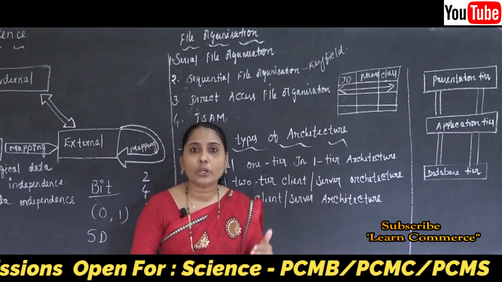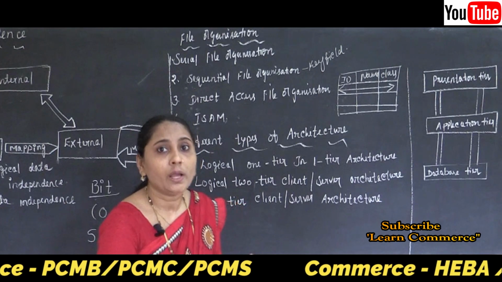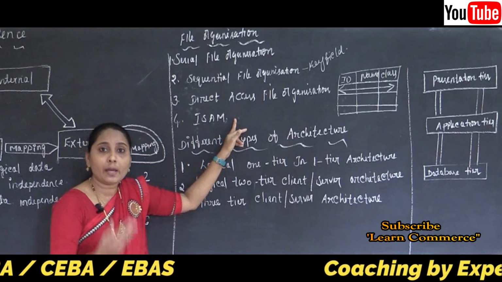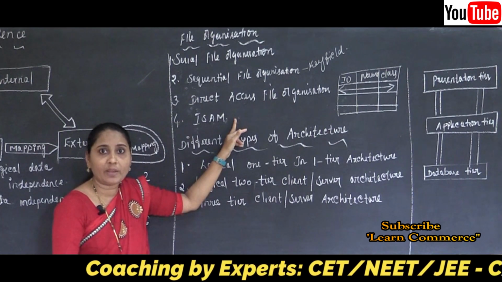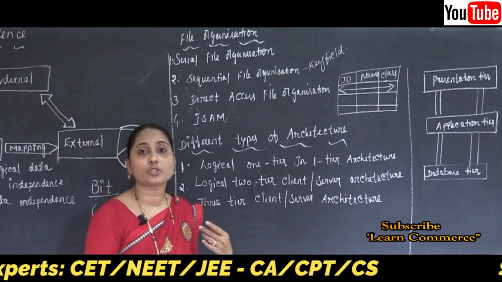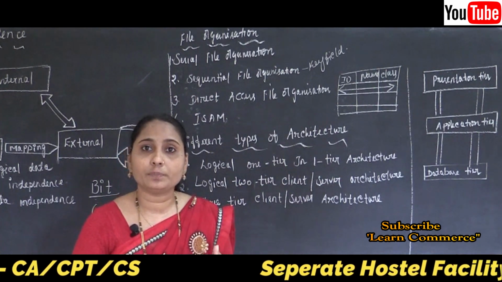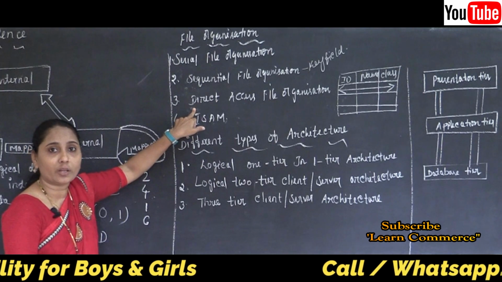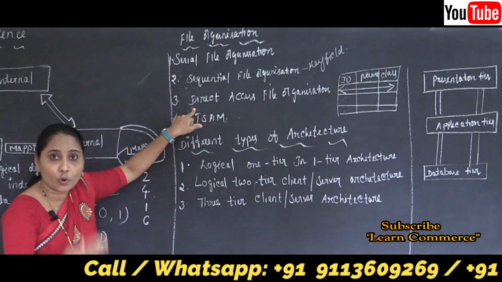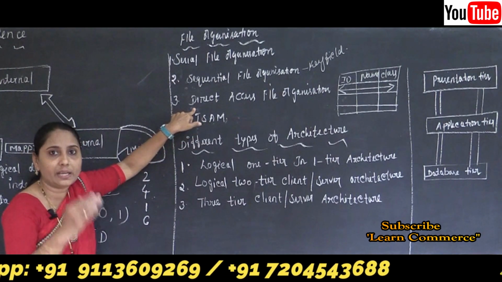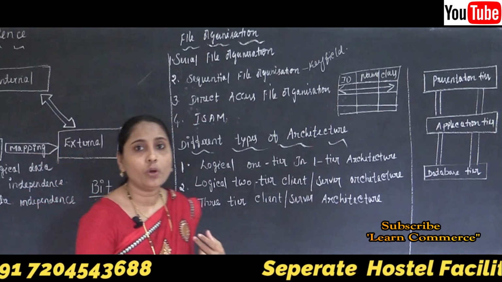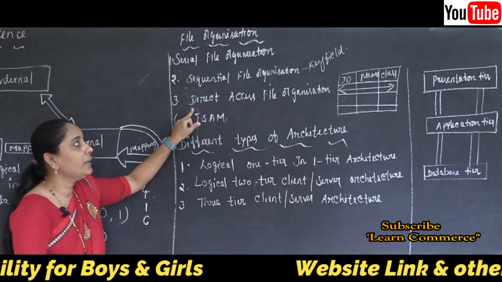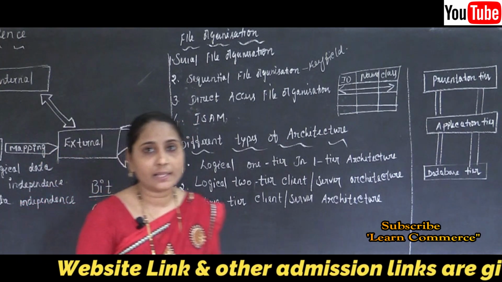The relative record number gives the position of the record in the file. Because every record has a number, depending on the number we access the record and store the record. Is this point clear? That means in direct access file organization the records are stored as well as retrieved using a relative record number, which gives the position of the record in the file.